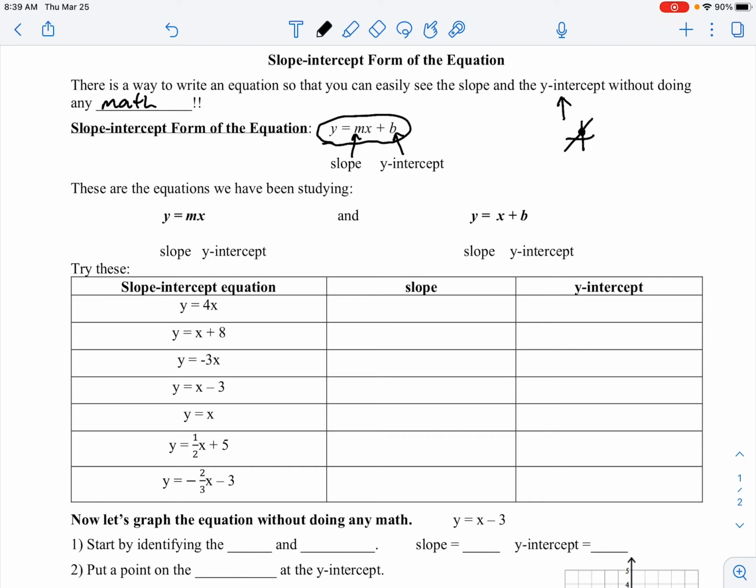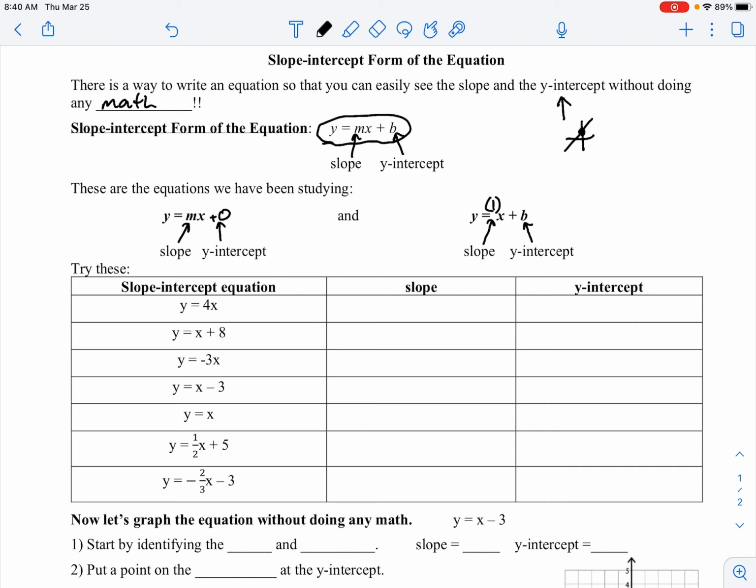The equations we've been studying: y equals mx, so our slope here was m, and our y-intercept was, well, technically a plus 0 there, but we don't write it, and that's why it goes through the origin. Our y-intercept is 0 there. And then for y equals x plus b, our slope is kind of hidden, but our slope was always 1, and then our y-intercept was anything except 0. So if we had y equals x plus 4, then our y-intercept would be 4. And since there's nothing in front of the x, there's an invisible 1 there. 1 is our slope.